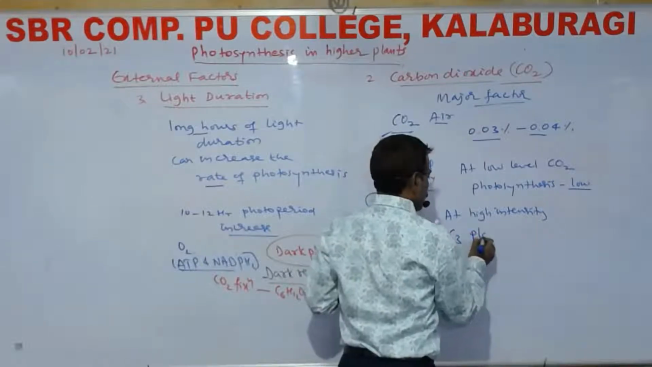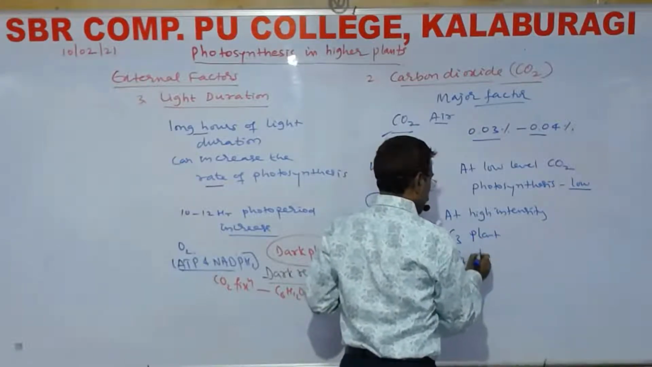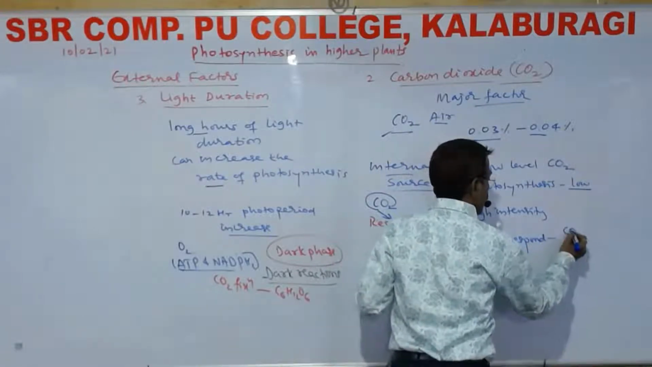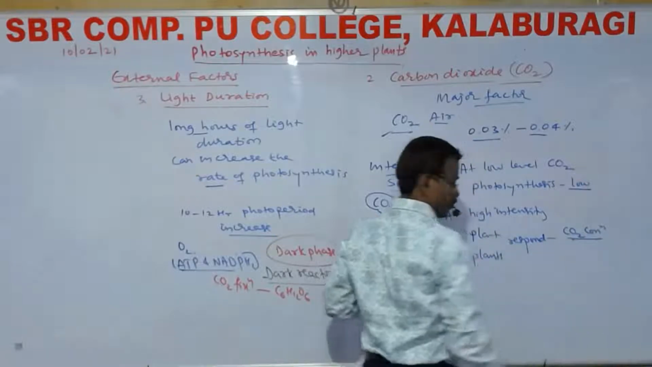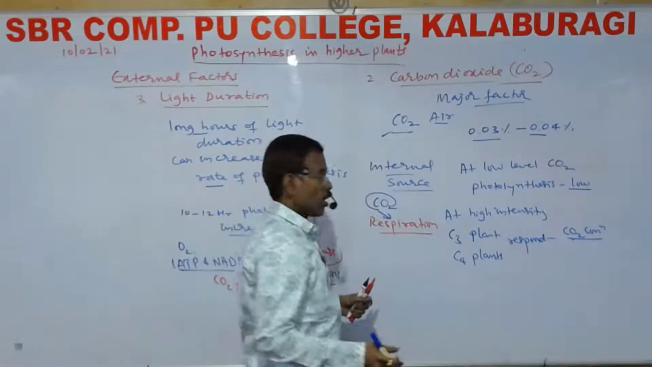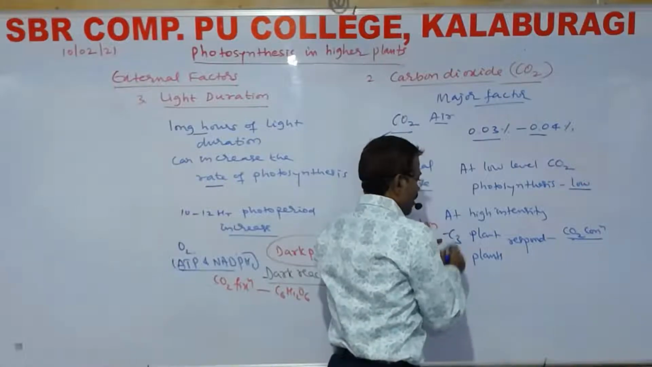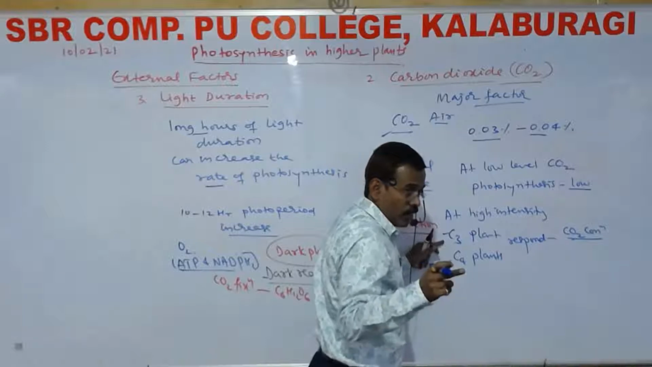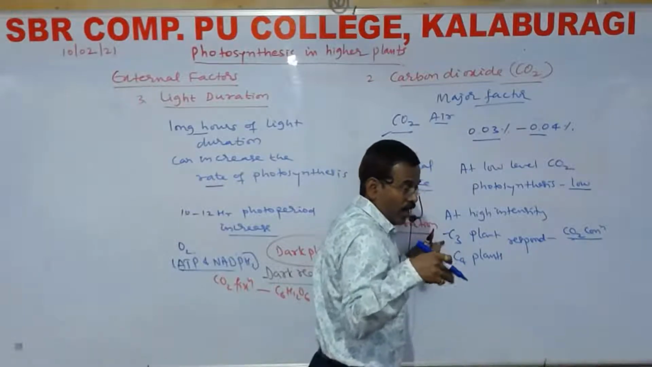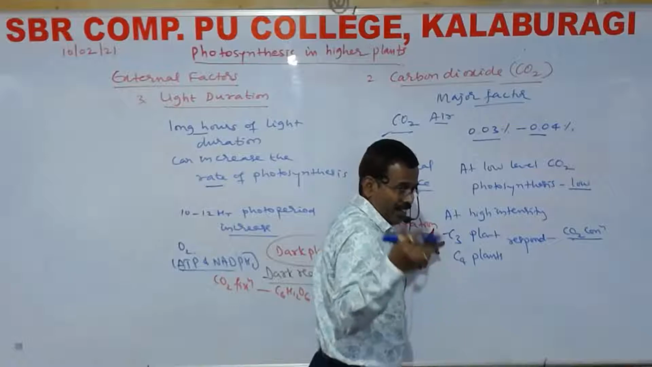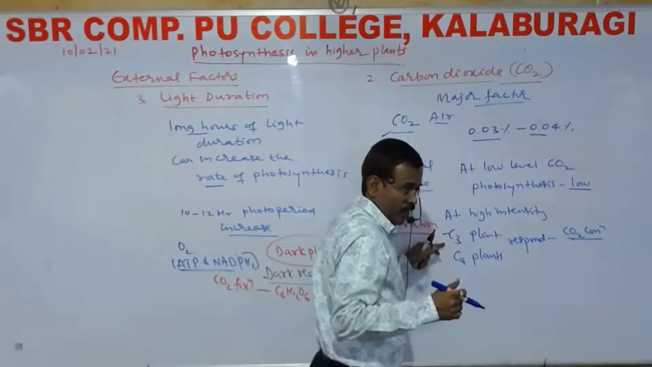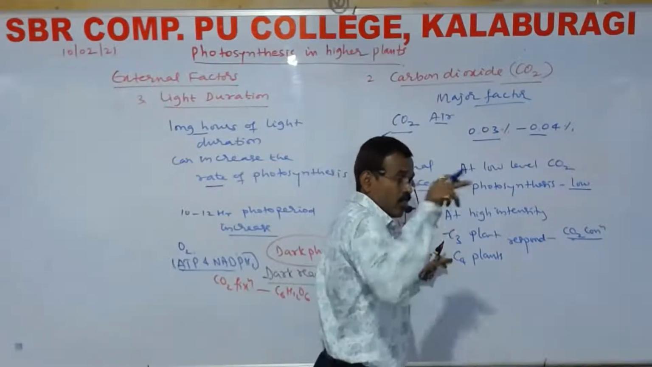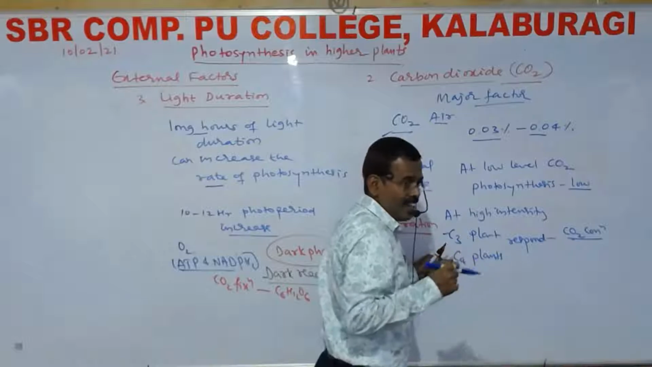C3 plants and C4 plants can respond in a different way to carbon dioxide concentration. At high light intensity, C3 plants are not well adapted. In tropical and subtropical regions, where high light intensity can be there, temperature can also increase. So C4 plants respond better as compared to C3 plants at high light intensity.